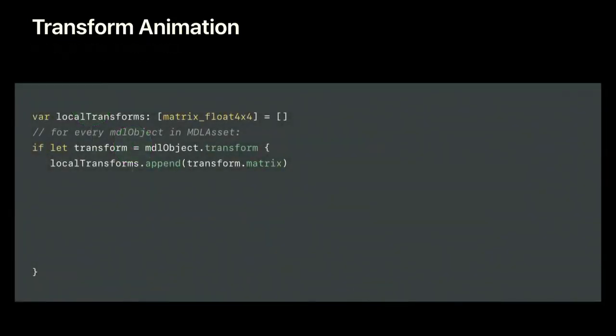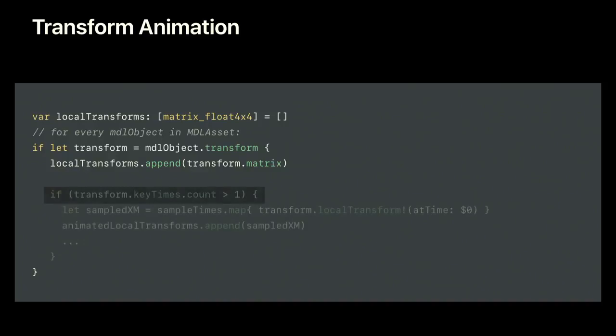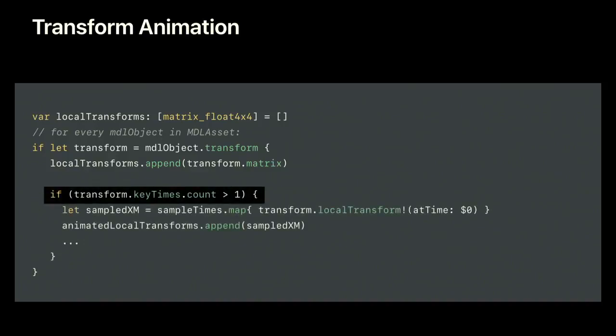Once again, with Model I/O, that's really easy to do. As before, we run over all of the objects looking for the transform components. And when we find them, we're going to be appending them. But now we're going to do one more thing, which is we're going to ask the transform if it's got any keyed times on it. Now, if there's no keyed time, that's zero count, then we're just going to use it as is. And if there's one keyed time, we're just going to treat it as constant. So we're just looking for counts that are greater than one.